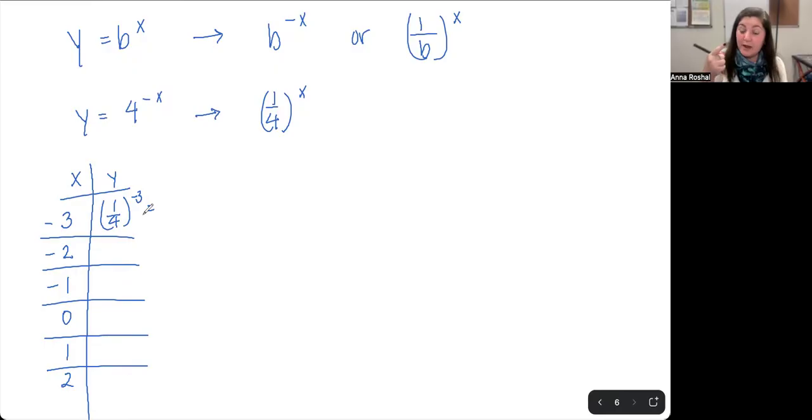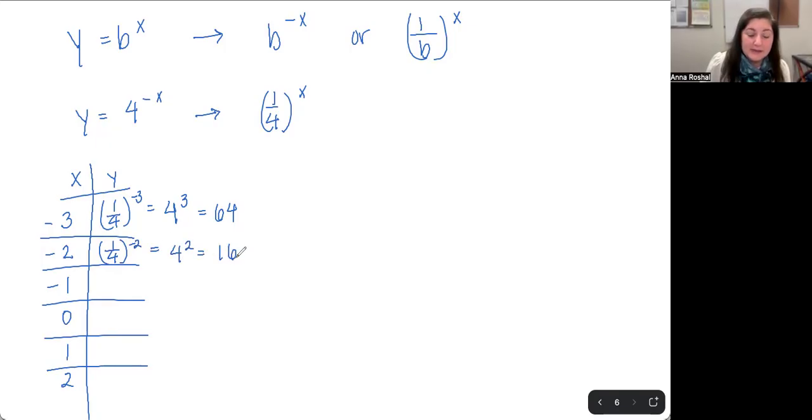Anytime I have the negative power, I need to make a reciprocal. So really, this is 4 to the third power, right? Because I'm going to make this a positive and flip this. 4 to the third power is 64. We are not graphing that. Thank you very much. But I did need you to see that. Okay. Then I have 1/4 to the negative second power, which is the same thing as 4 to the second, 16. We probably also will not be graphing that.